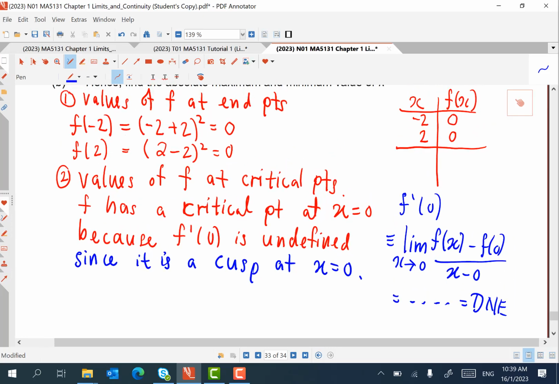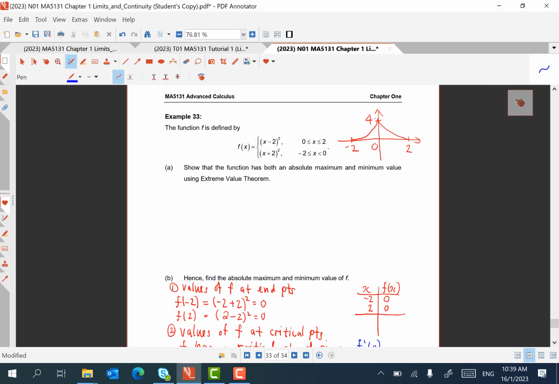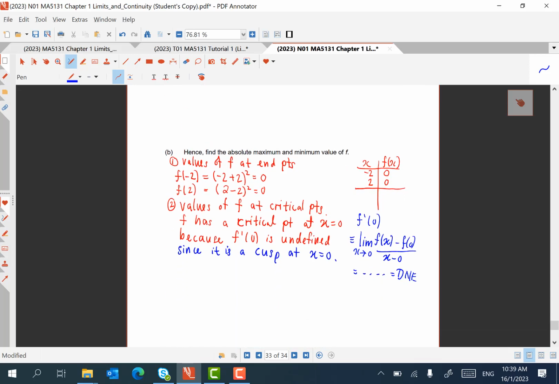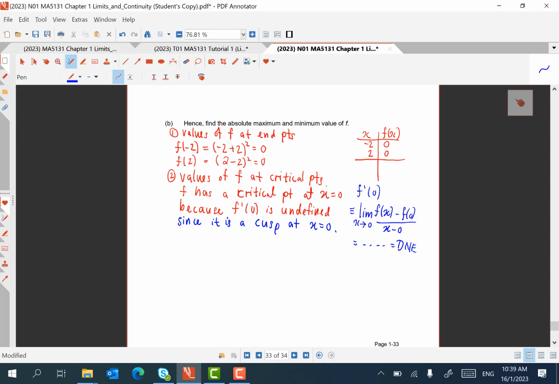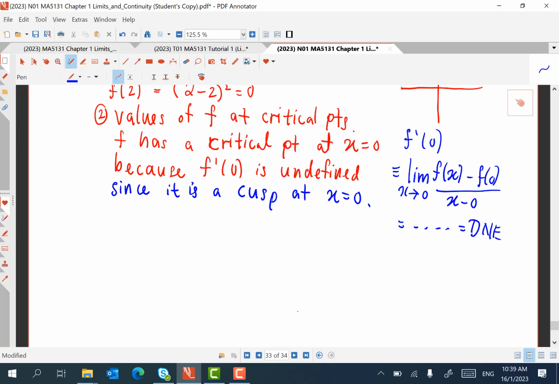What is a cusp? A cusp is actually a sharp corner. This kind of diagram is a cusp. It's a sharp turning. So when it is a sharp turning like this, a sharp corner, you know for sure that the gradient is actually undefined, and therefore the function f has a critical point at x equals 0.